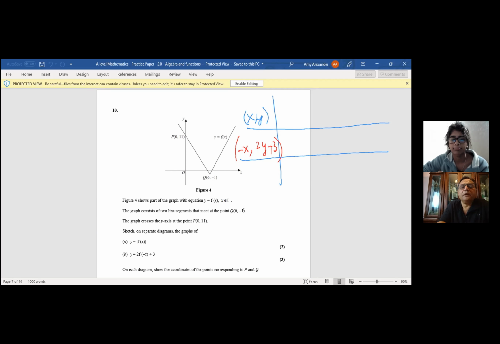So you start with P, which is given to us as (0, 11). So you get P prime, which will be minus of 0, which is 0 itself, and 2 times y, 22, plus 3 is 25. You get 1 point. Is it okay? Then you put Q. And Q is 6.